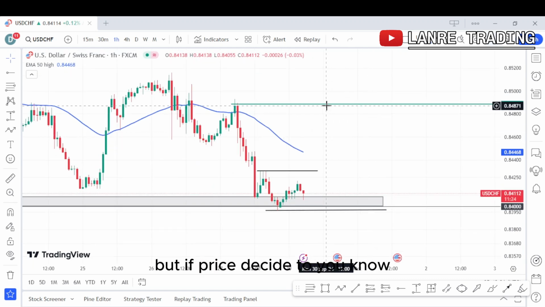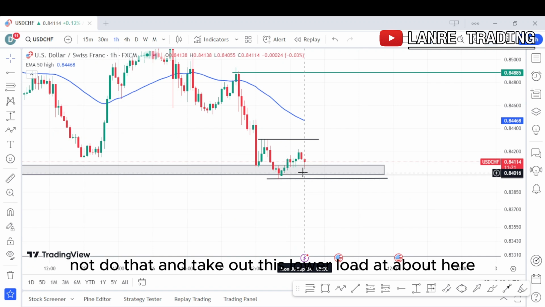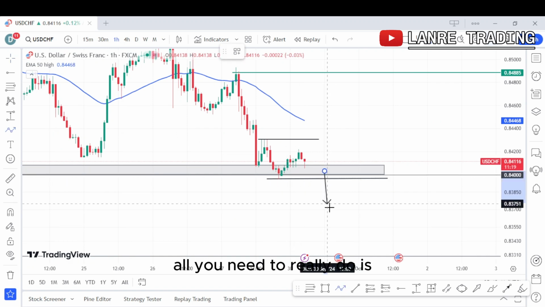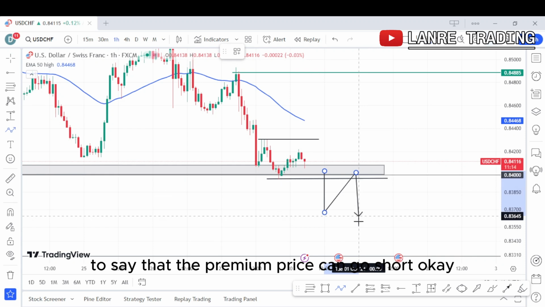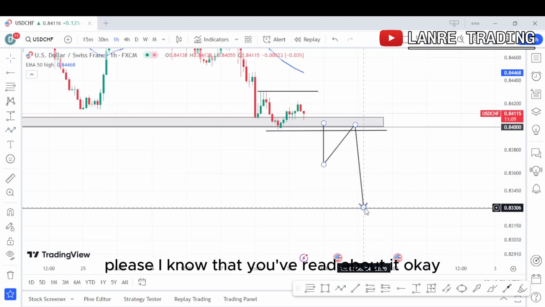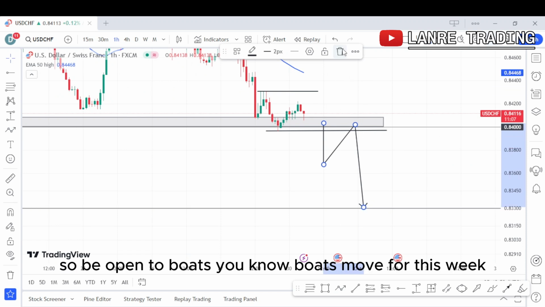But if price decides to not do that and takes out this lower low right about here, all you need to do is wait for a lower low to form, then wait for a lower high, at least to sell at a premium price, then you go short. This is another level right about here, the previous low. So be open to both moves for this week.